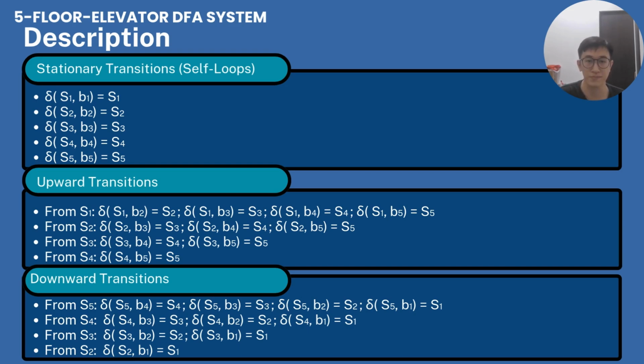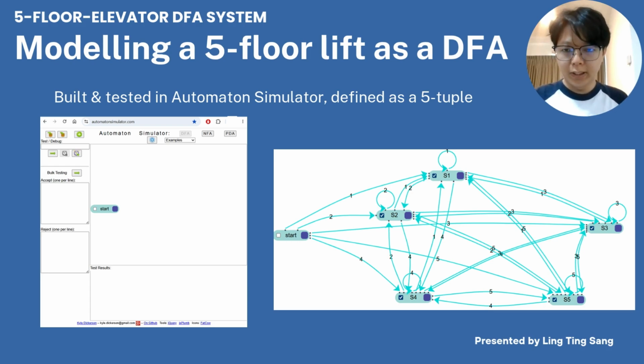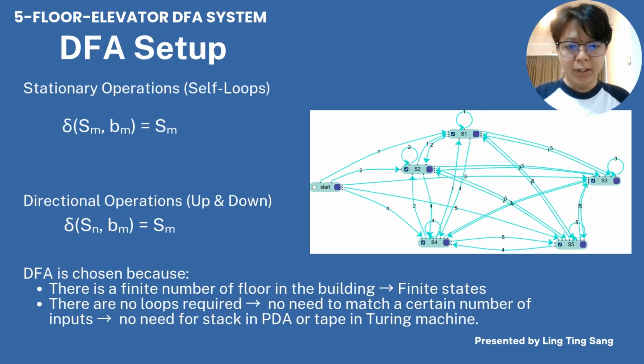Okay, to design and test our DFA for the 5-floor lift, we are going to build the state diagram based on what was mentioned by our members earlier. So we'll have 5 states modeled inside our automata simulator. Each of the states has 2 types of movement operation, or state transition.